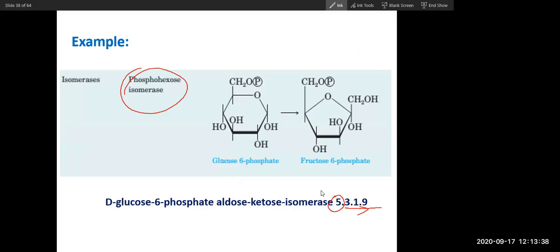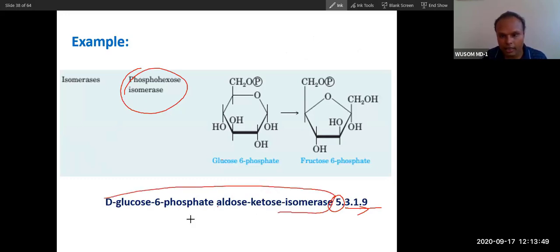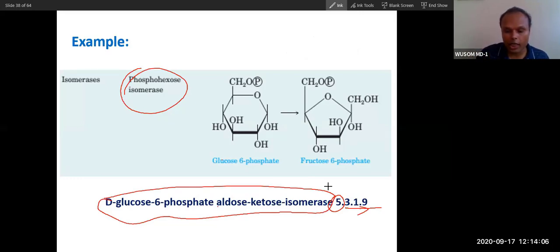So this is a more systematic written name. You can see D-glucose 6-phosphate aldose-ketose isomerase. This is also a systematic name that is given in words. This is not recommended, and we will not be using this name during reactions. But when I teach you the pathway, I will tell you which class this enzyme belongs to.